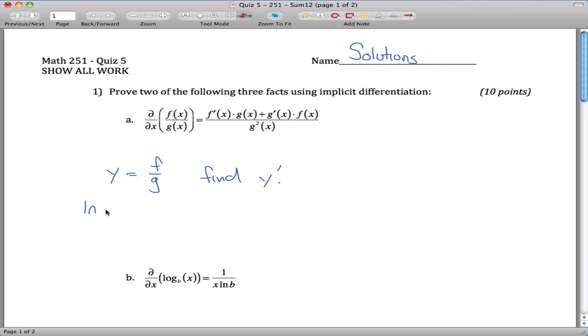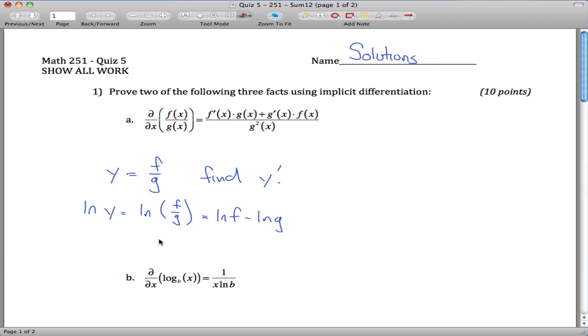And the way to get there is by first taking the natural log of both sides to use logarithmic differentiation. And now if you remember your log rules, the log of something divided by something is the same as the natural log of f minus the natural log of g. So what I have here is natural log of y equals natural log of f minus natural log of g.